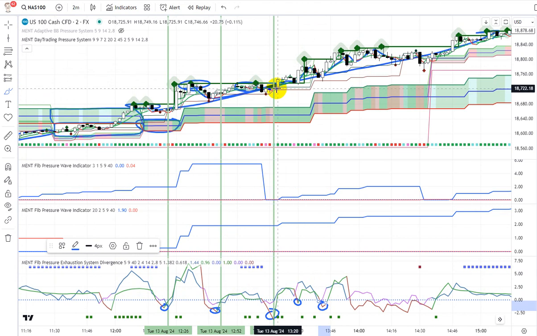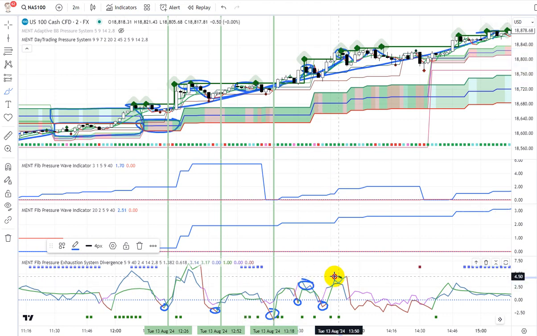We've got a nice solid rally taking place here. You can either pull profits up in this area or up in this area. Notice that those areas align with fairly strong moves in the pressure system. So this is designed to help you learn to pull profits efficiently, trade efficiently.